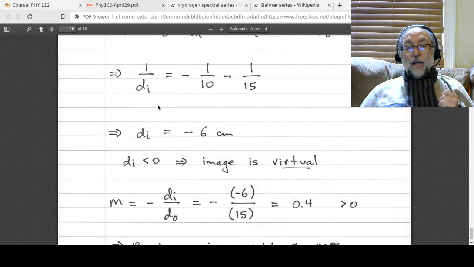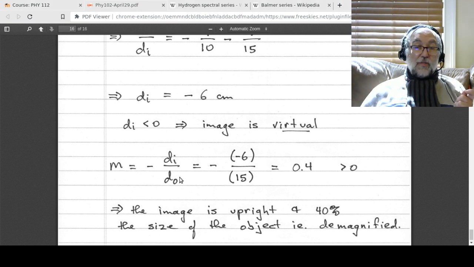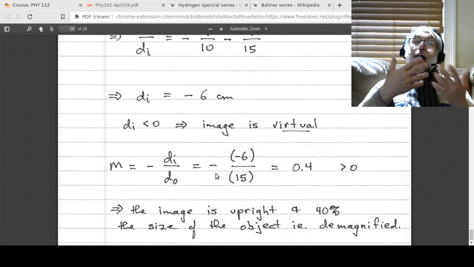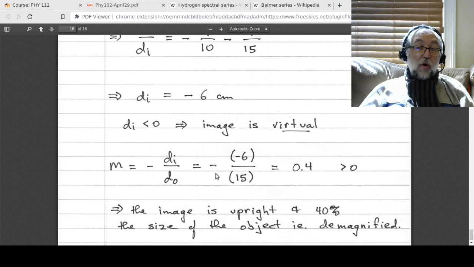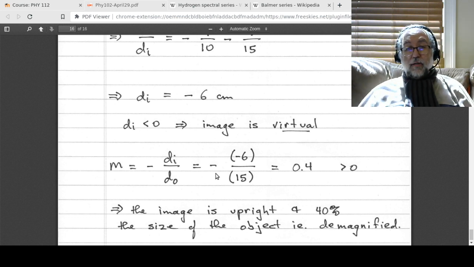Now if we plug the numbers into our magnification formula here, be careful with the signs, because we've got two negatives going on here. This negative is because it's part of the formula, but di itself is negative, so it's negative 6, so you have negative times negative 6, which is positive. So you get 6 divided by 15, which is 0.4. That's positive. The fact that the magnification is positive means that HI has to be positive, meaning that the image has to be upright. Now it's 0.4, which means that it's only 40% the size. The image is only 40% of the size of the object, so it's been demagnified, but it's still upright.